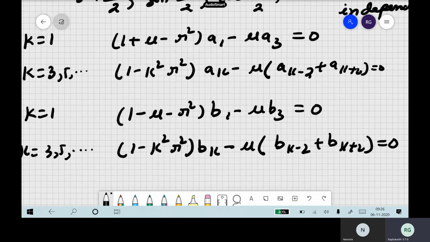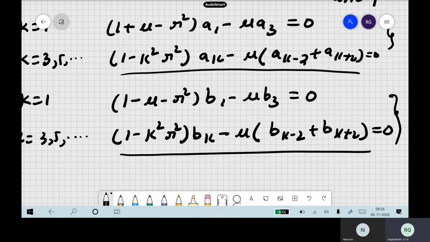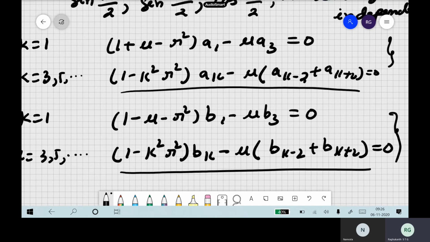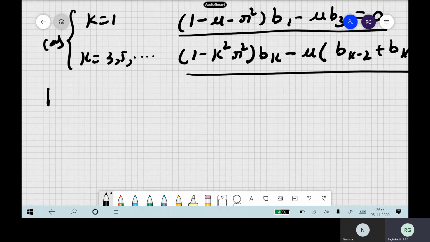If you see these two equations, one is for the a's and the other is for the b's. You can see that when k is equal to 3, 5 and so on, the equation for b and the equation for a are exactly the same. But when it comes to k equal to 1, it is also more or less similar, but the only thing is there is a sign change for mu. Here it is 1 plus mu, here it is 1 minus mu. So these are all homogeneous linear algebraic equations we get.